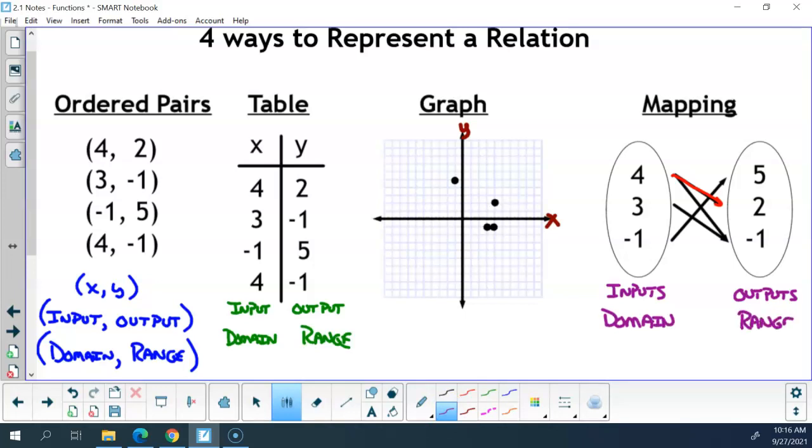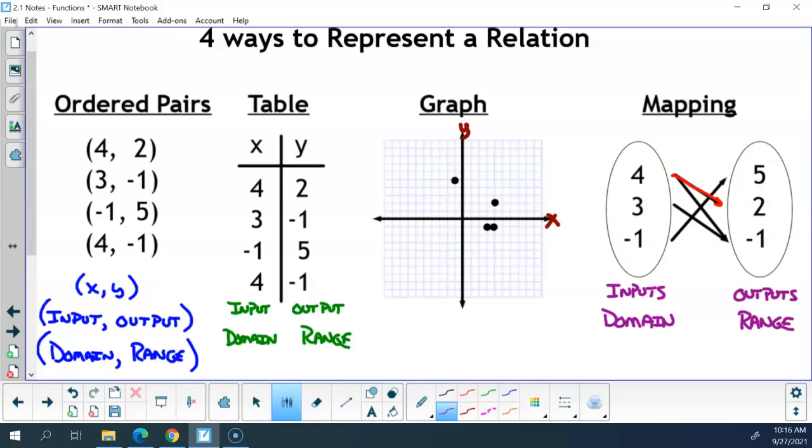And again, if you'll notice, in a mapping, we don't repeat anything. We have 4 values for 4 inputs, but we only have 3 in our domain because the 4 is represented twice. On the output, we have 3 values in our map because -1 showed up twice. Okay? Questions, comments, concerns, clarifications on that?